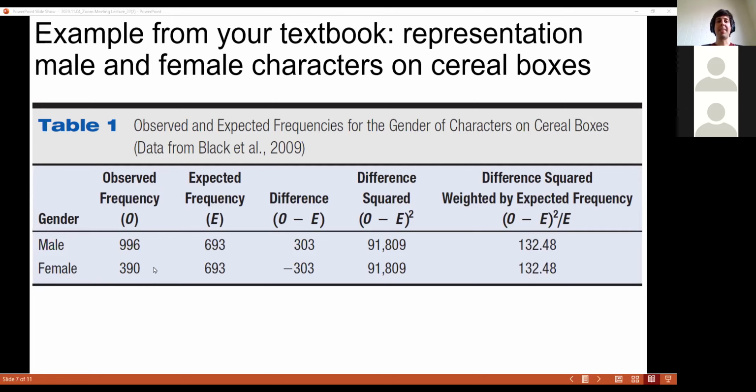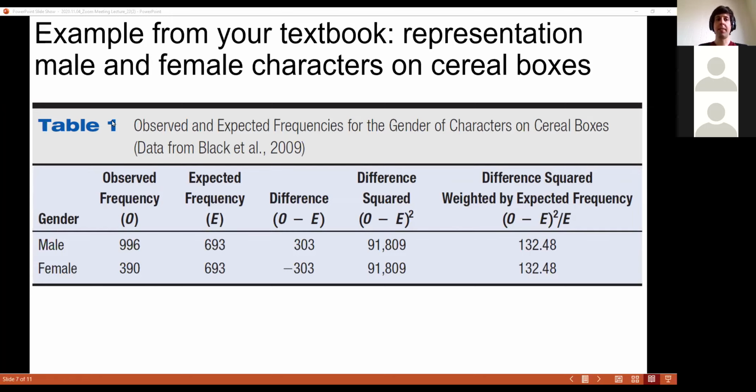So to go back to the serial box example, there's two different kinds of information that we need in order to figure out whether the observations on the distribution of male and female characters on serial boxes is sufficiently surprising given our expectations about what we think the distribution would be given certain assumptions. So in this case, there was an overrepresentation of male as opposed to female characters on serial boxes. There was nearly 3 times as many male characters.